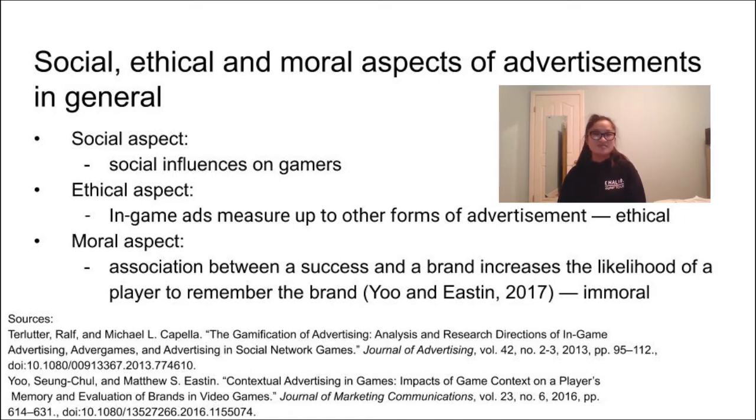Also, ads are typically placed after what is considered a win in the game, such as a kill streak or clearing a level, since research has found that players tend to remember a brand more if it's associated with a positive experience. In this case, it's immoral since these video game companies are essentially conditioning and ultimately manipulating their players into liking the brand. For this reason, I personally disagree with game designers' use of ads.